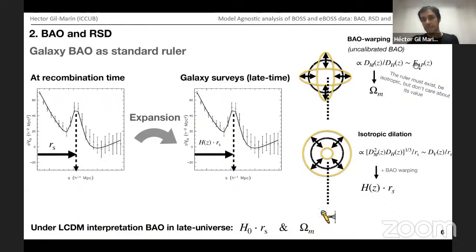So essentially, D_V measures the distance in terms of the sound horizon scale, and in combination, F_AP measures the Hubble parameter, or the expansion of the universe at the time of the observation, times the size of the horizon scale. This is the interpretation of these two quantities under lambda CDM.